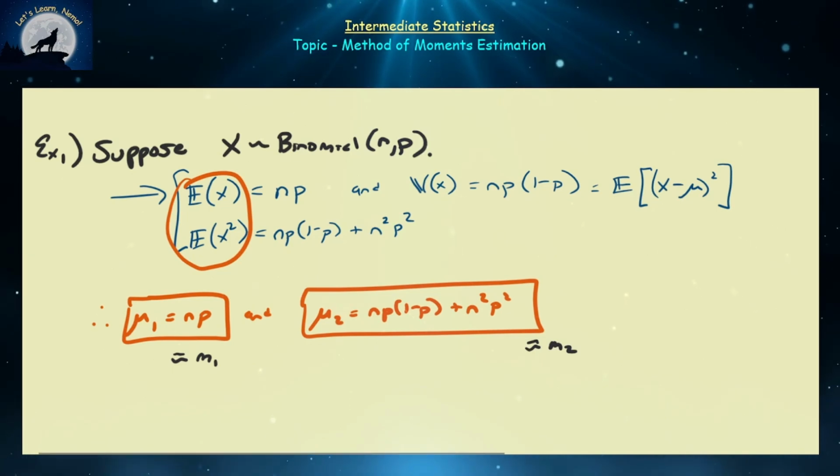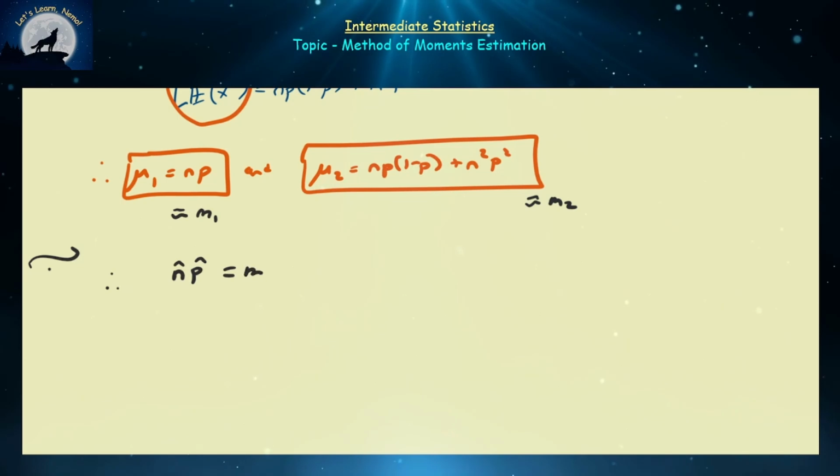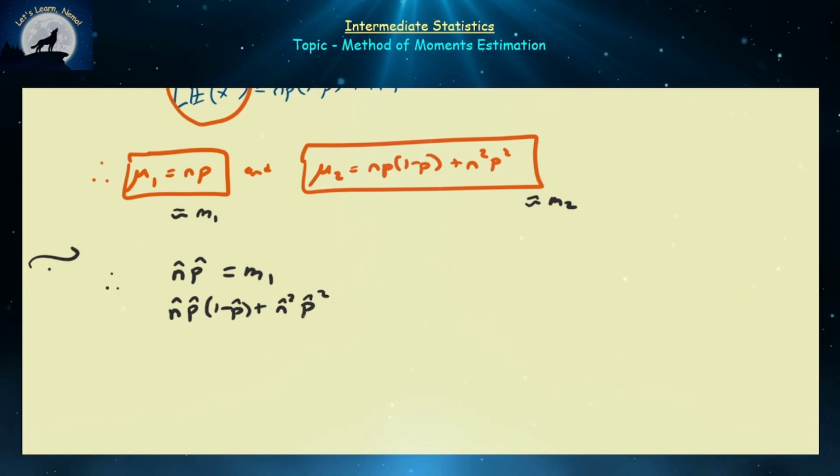All right? So once we estimate them, I'm going to have the following representation. That means n hat p hat, the estimators for n and p, will be equal to m1, and then we're going to have n hat p hat times (1 minus p hat) plus n hat squared p hat squared, and this will be equal to m2. So we know what m1 is, we know what m2 is given a sample, and we want to solve the system of equations for n hat and p hat.